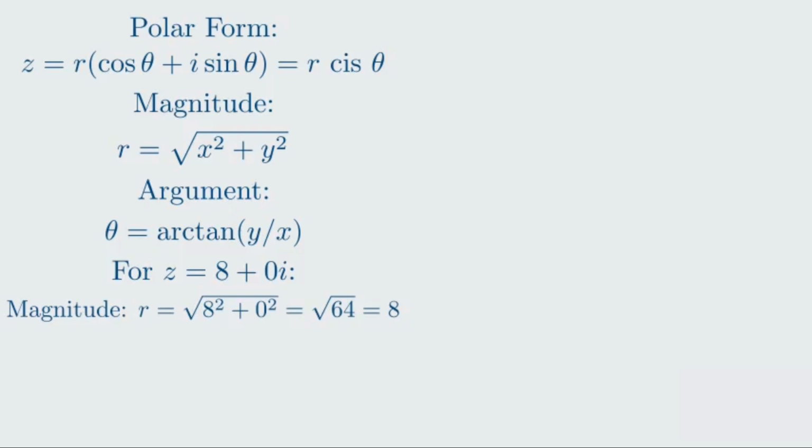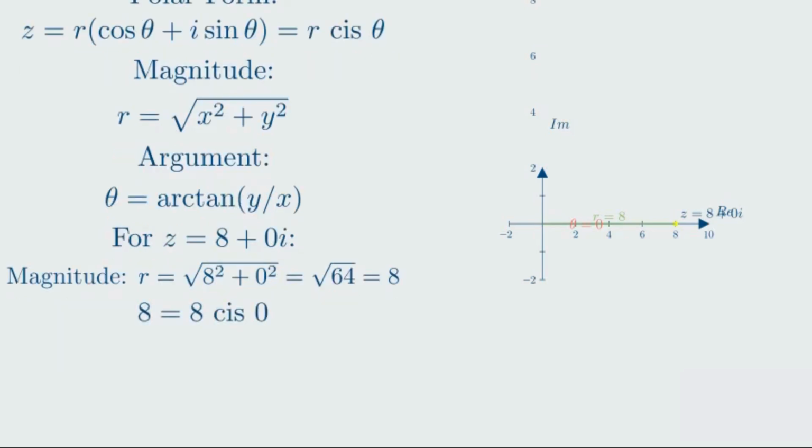Next, let's find the argument theta. The argument theta is the angle from the positive real axis to the point 8 on the complex plane. Since the number 8 lies directly on the positive real axis, the angle is 0 radians. The point is at (8, 0), which makes an angle of 0 with the positive x-axis. So the polar form of the number 8 is 8 cis 0. We have successfully converted our number to its polar form, which is 8 cis 0. This form will be crucial for the next step.